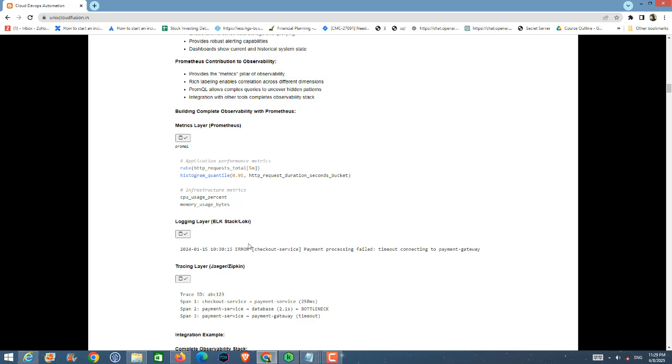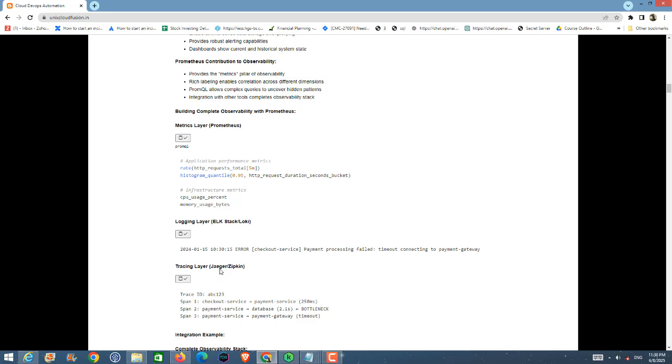Now, if we come down to the logging layer, this is where ELK comes into the picture. This is important because all the systems are emitting logs, so we need all the logs in one location so that we are able to correlate them. This is where the ELK system, that is Elasticsearch, Logstash, and Kibana, plays a very important role. Here you can see an example where ELK shows a log that there is a timeout happening at the payment gateway level.